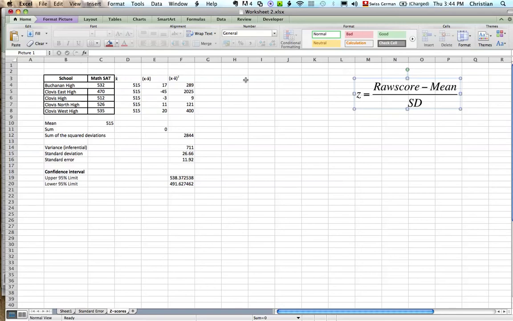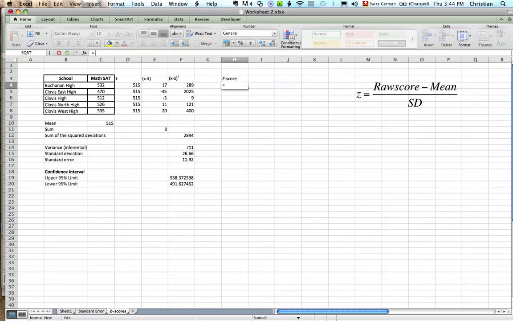So to calculate the z-score, each person gets a z-score. We have to calculate the raw score minus the mean of the group divided by the standard deviation. So z-score equals raw score minus the mean divided by the standard deviation. And if I leave it like that, it's going to divide this first, right? So we have to make the brackets around the raw score minus the mean.